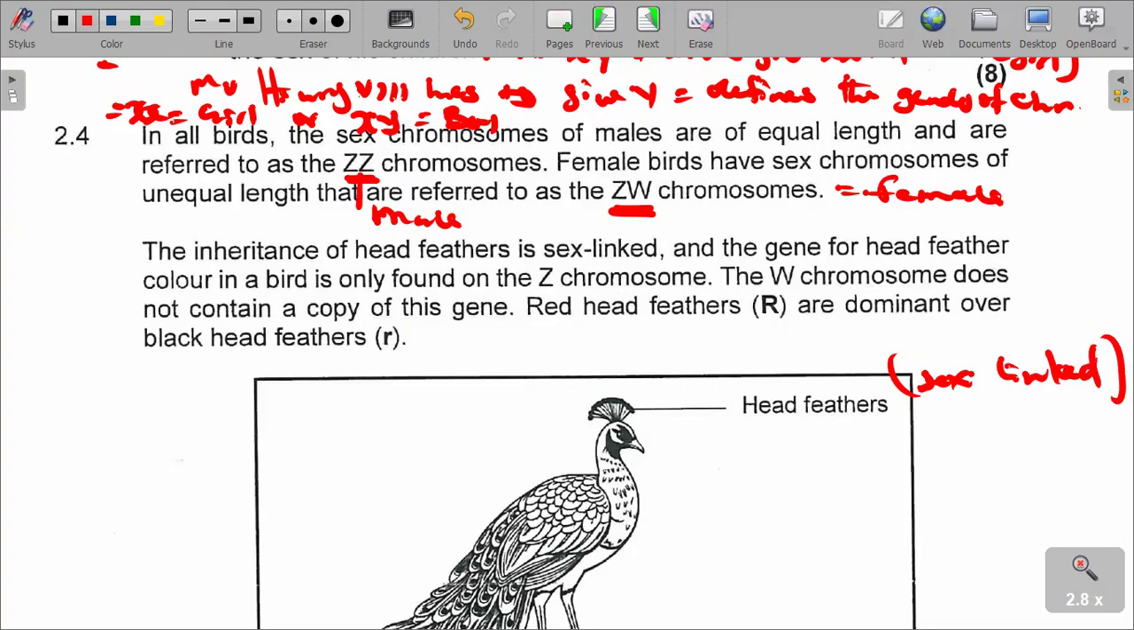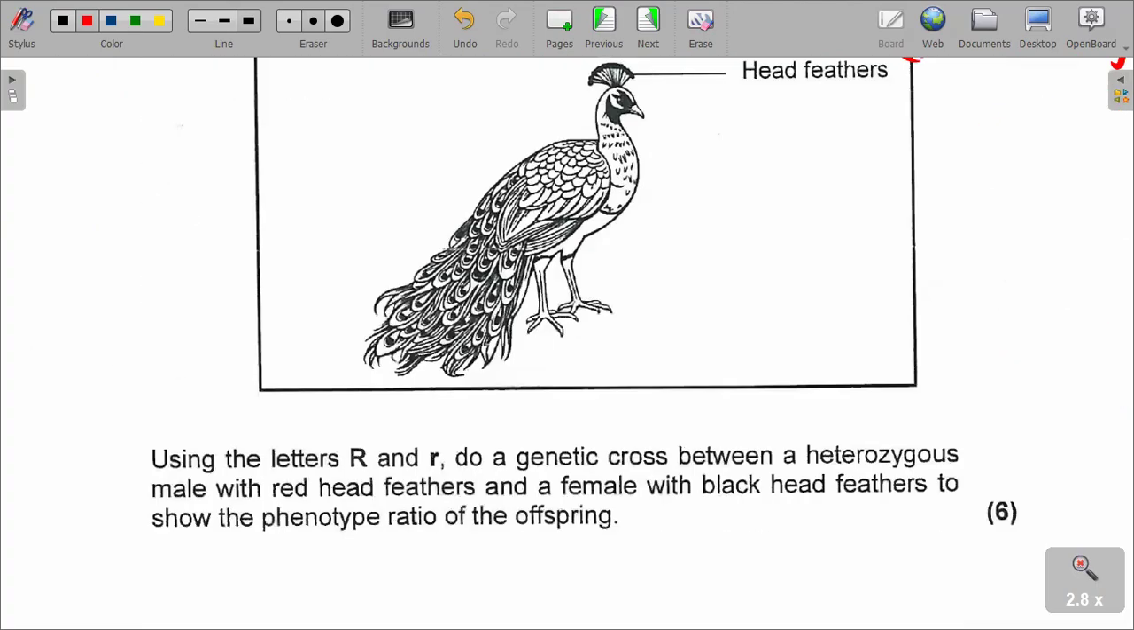The gene for head feather color in birds is only found on the Z chromosome, and the W chromosome does not contain a copy of this gene, hence it is sex-linked. Red head feather R is dominant over black feathers, which are recessive.